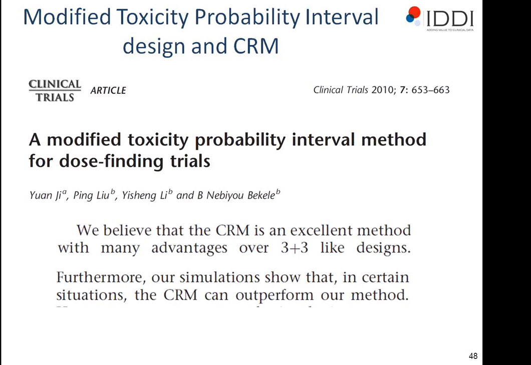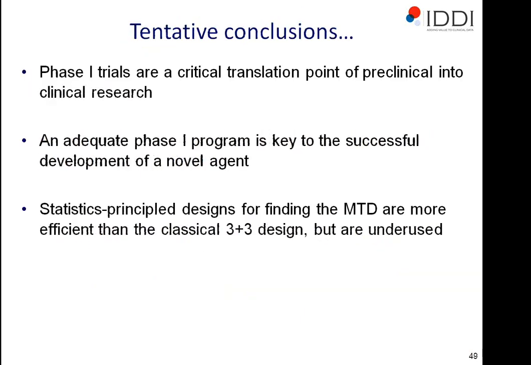MPTI design is actually a good one. It's more efficient and in many ways better than 3+3. But as you can see from the simulations conducted by the authors, CRM can also be better than this modified toxicity probability interval design. So essentially, one could say, why not use CRM in the first place? So this is basically what I wanted to say.